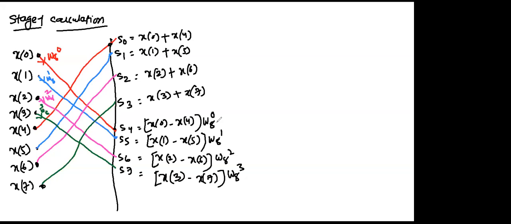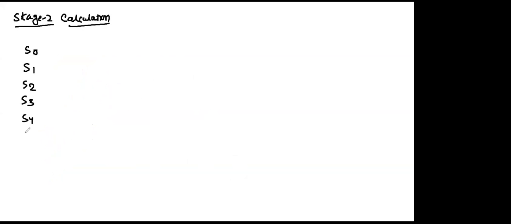Now same thing when you go to stage 2, the output of stage 1 becomes input to stage 2. Now you go through stage 2. Now you can go for stage 2 calculation. Same, the output of stage 1 is S0, S1, S2, S3, S4, S5, S6, S7.